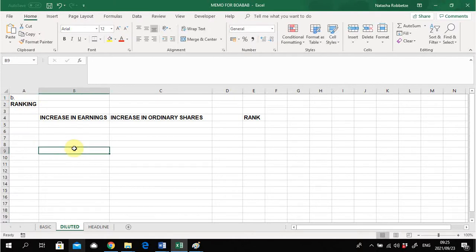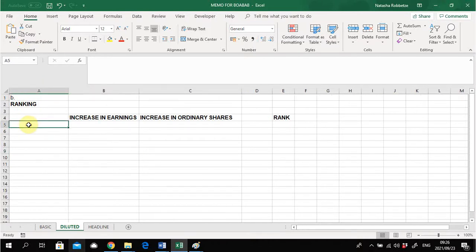There are 2 steps when we calculate diluted earnings per share. The first step is that the dilutive instruments need to be ranked, and thereafter they need to be tested for their dilutive potential. So we're going to start with the first dilutive instrument, and I believe that was some debentures, right?